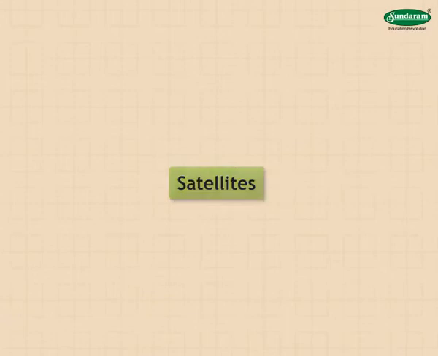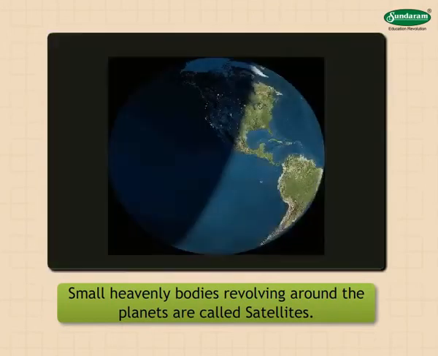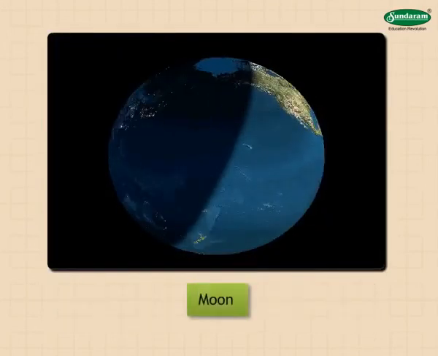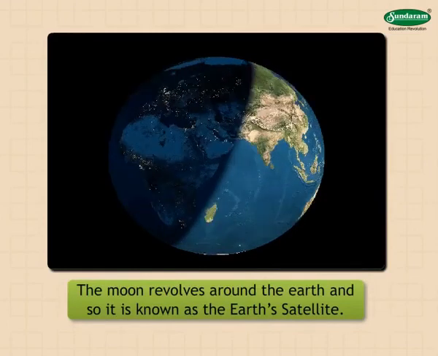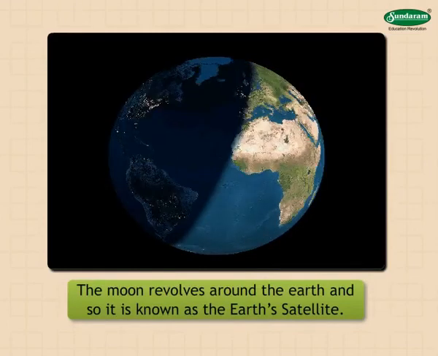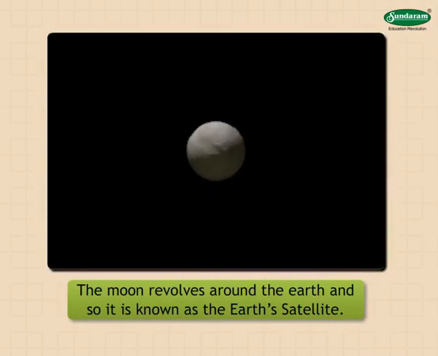Satellites. Small heavenly bodies revolving around the planets are called satellites. Like the planets, they too receive light from the stars. At night, we see the moon in the sky. The moon revolves around the Earth, and so it is known as the Earth's satellite. Of all the heavenly bodies, the moon is closest to the Earth. That is why it appears very large.